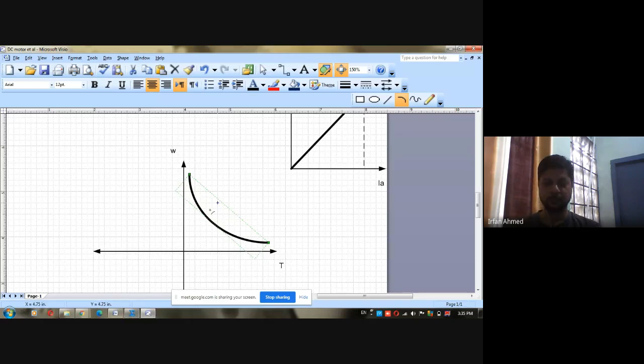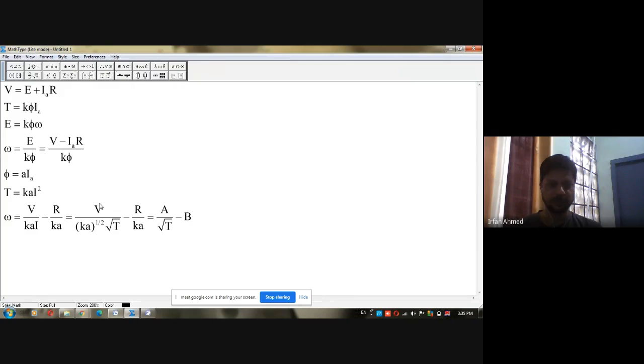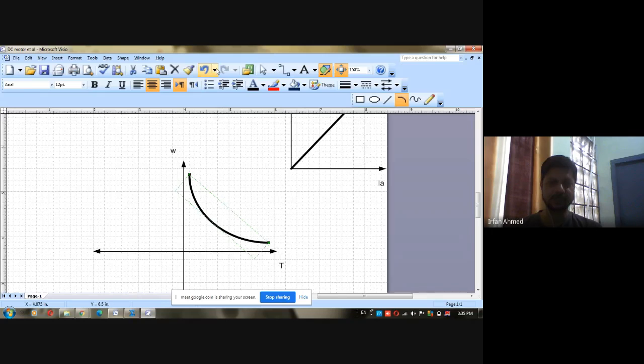So let us now come to, if you change the value of R, what will happen? There is no R here in the first term. The only R is there in the second term. This is R upon Ka. If you change the value of R, what will happen to these characteristics?